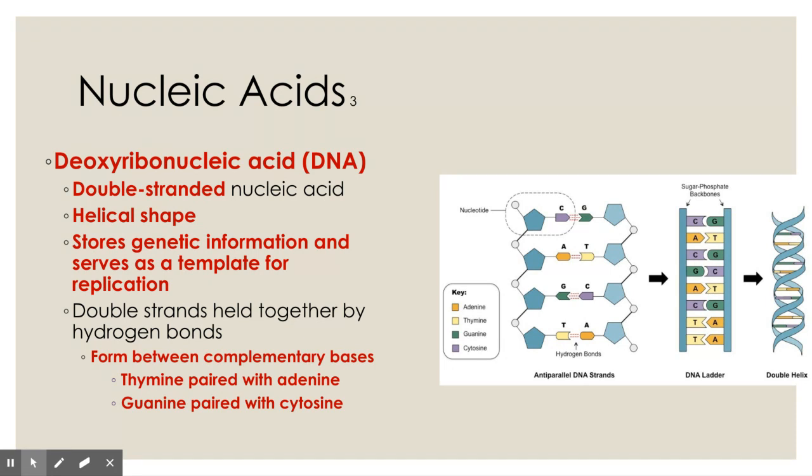Double strands are held together by hydrogen bonds. That's between these nitrogen bases. And there's always going to be this pairing. There's going to be thymine pairing with adenine, so A with T, guanine pairing with cytosine, or G with C. And this is review, or should be review, but that is happening here, and that's what makes our double helix.